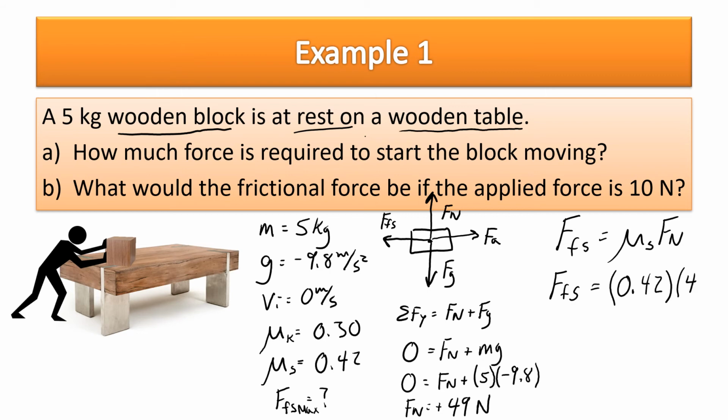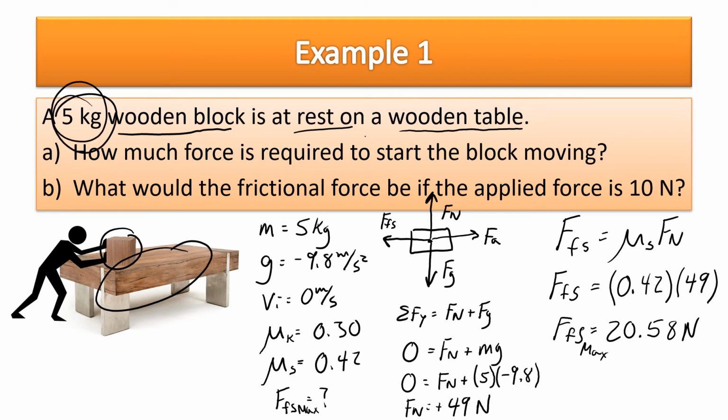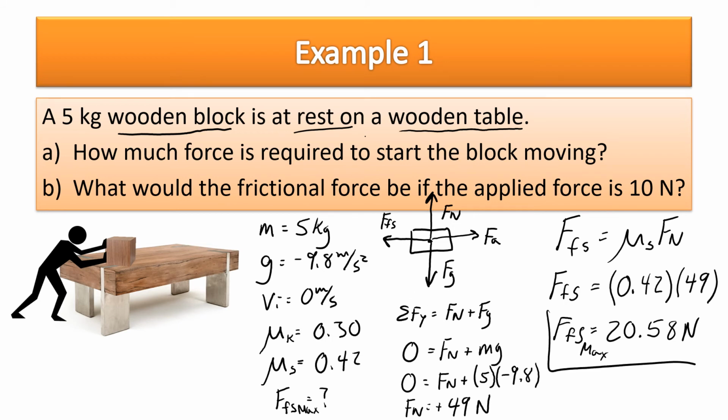The normal force we found to be 49 newtons. So 49 times 0.42 gives you 20.58 newtons. Remember, this is the maximum static friction that can occur between a wooden block and a wooden table when that wooden block is 5 kilograms and it's not being squeezed together. The normal force is just equal to that weight. So that is the maximum static friction that can exist between those two things. If you go any larger than that, then you're going to start sliding. So that's good enough for our answer too.